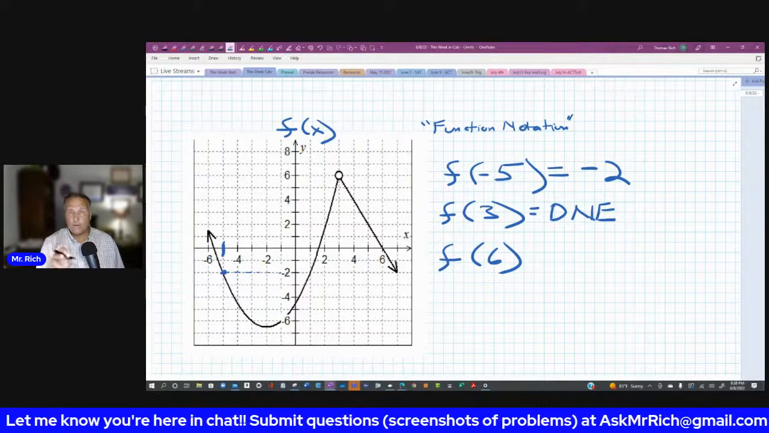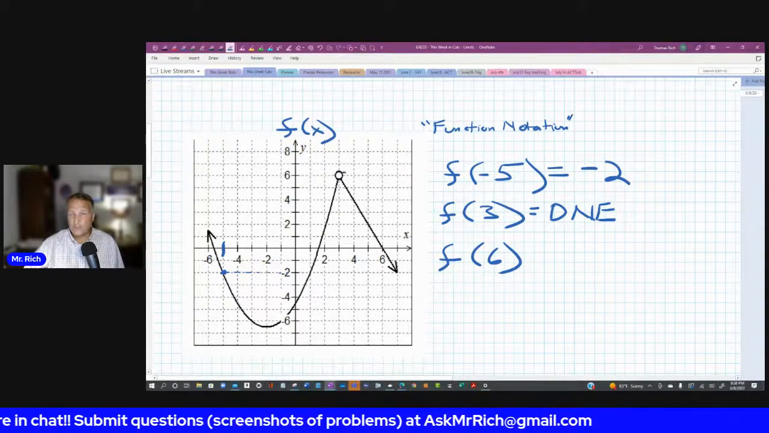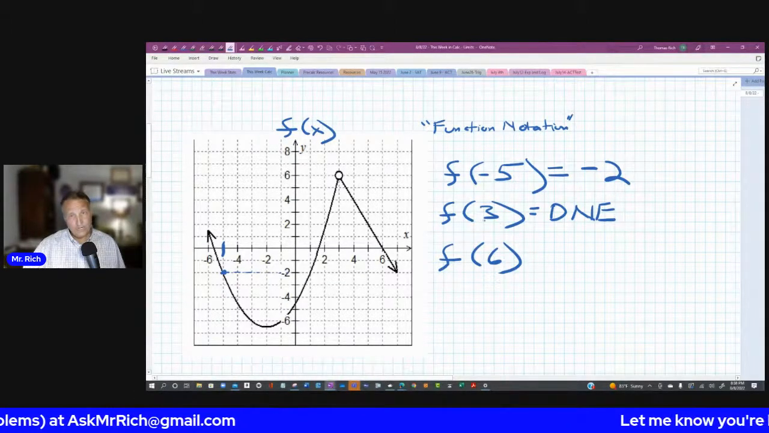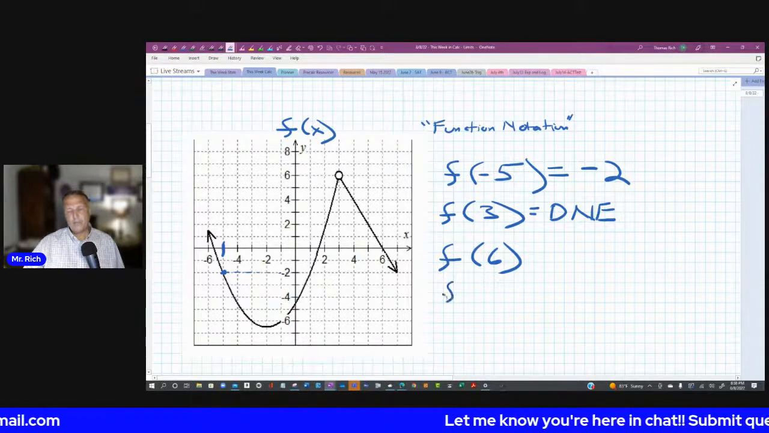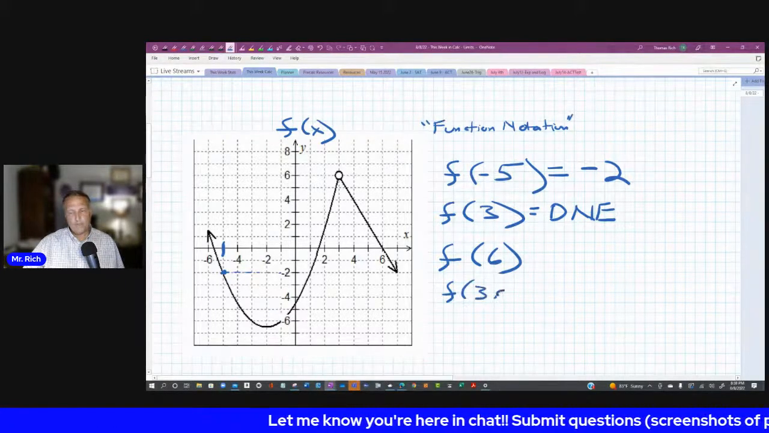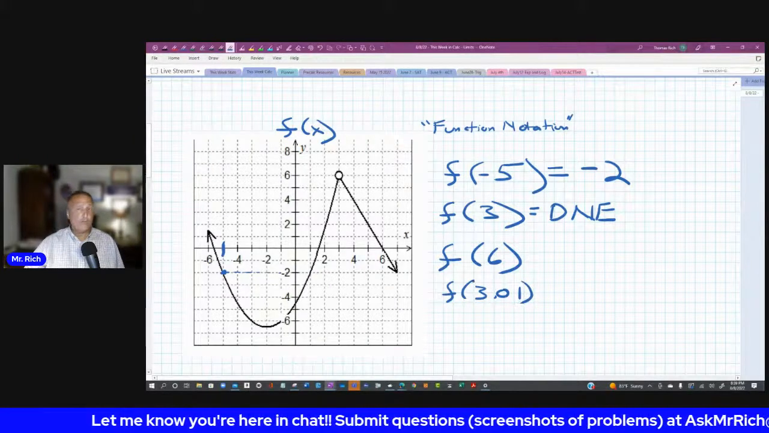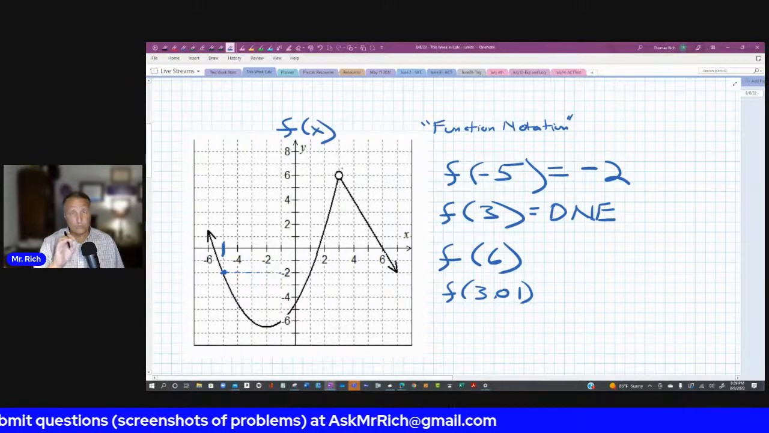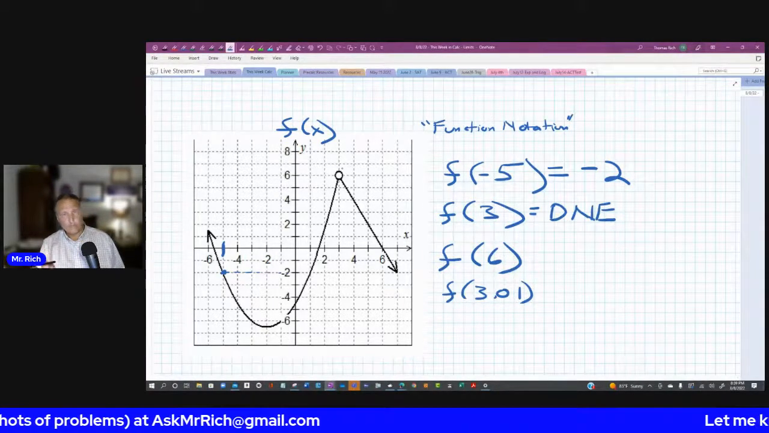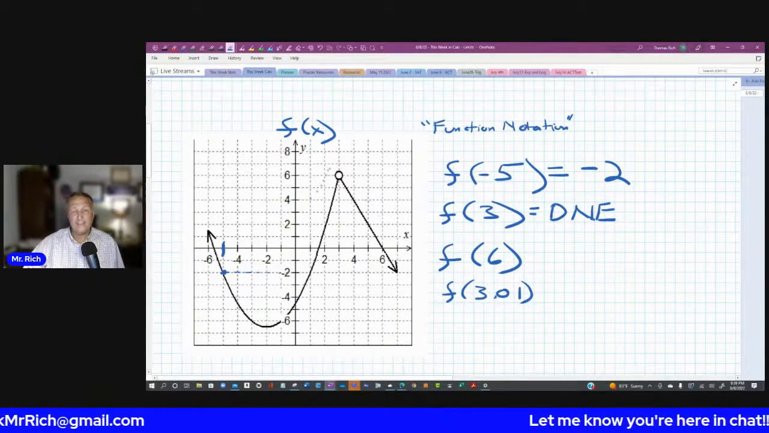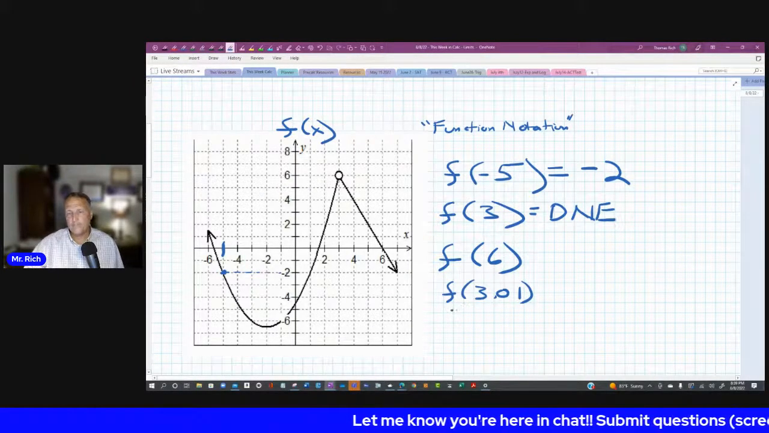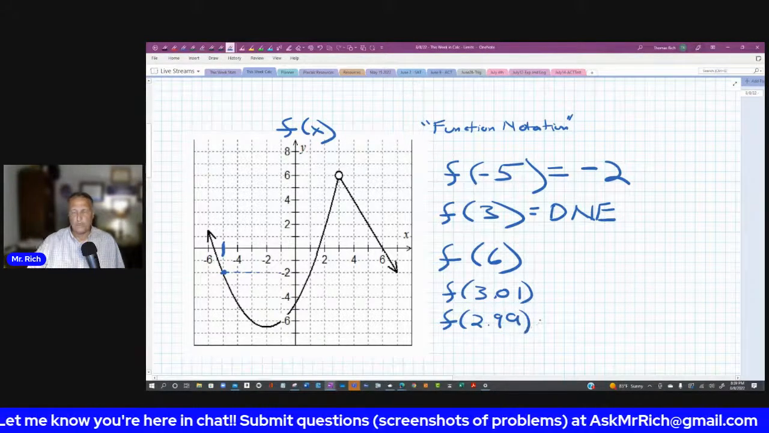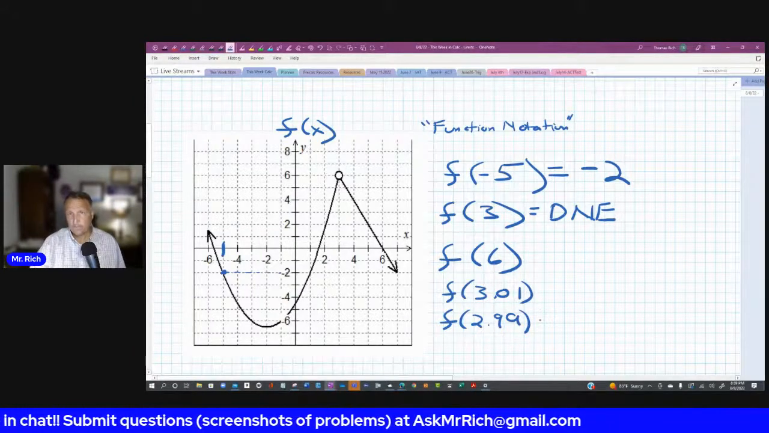Now, keep in mind what this void is telling you as well: even though the function does not exist when x is 3, if I were to ask you what is f of 3.01, the function would exist. That void is telling us that it doesn't exist exactly at x equals 3, but just to the right of 3, at 3.01, the function does exist, and it's probably going to be real close to 6. And also the function would exist just to the left of 3, and it also would be very, very close to 6.